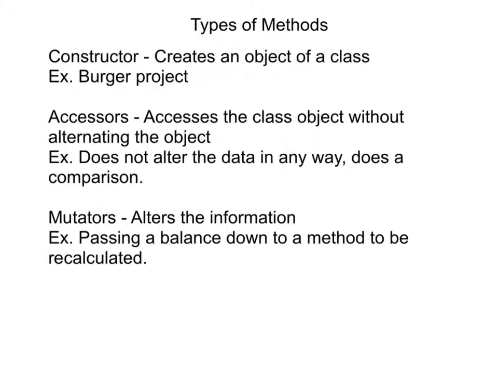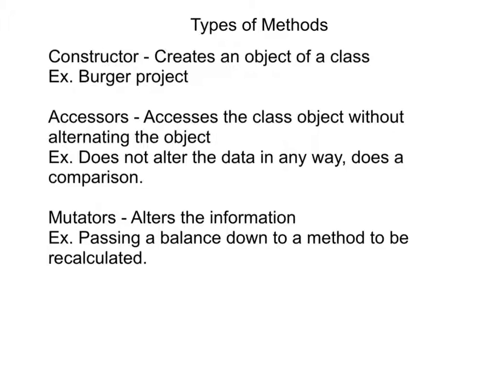An accessor accesses the class object without altering the object. So what it does is it goes to the method, passes the information, but it doesn't alter the information at all or change it. So an example would be if we had from the math class, let's use the min or max method. We're trying to find out which one is the bigger number, but we don't necessarily change either one of the numbers. It returns whichever one is greater. So that is a perfect example of an accessor class.